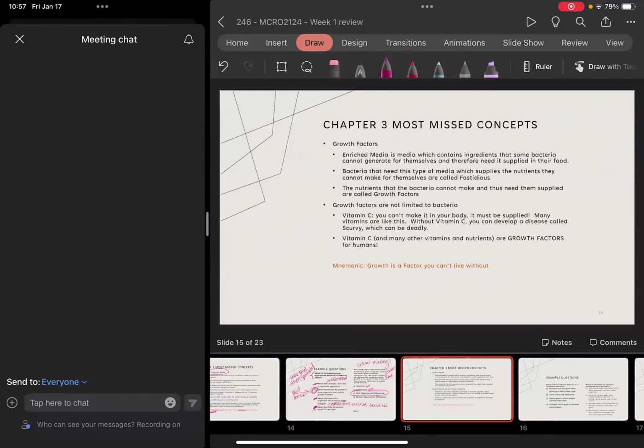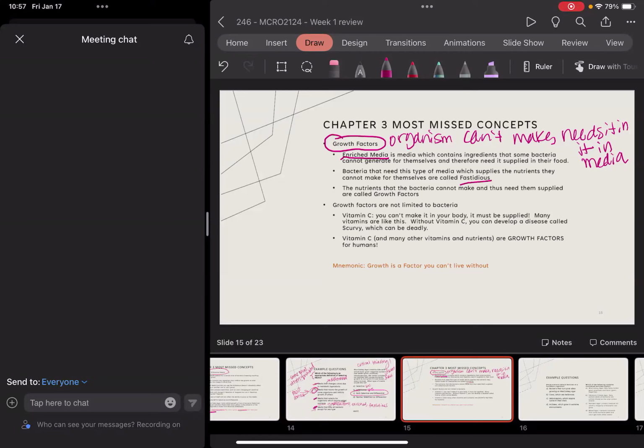Next topic, chapter 3, growth factors. We've talked about it already a little bit. A growth factor is required. This is something that the organism can't make, and so it needs it in its food. And in this case, our food is its media. That's what our microbes grow in. So enriched media is the media that has the growth factor in it. And bacteria that need growth factors are called fastidious.